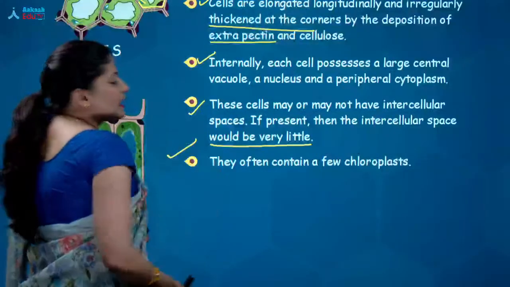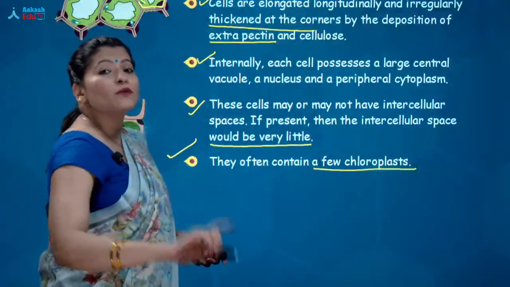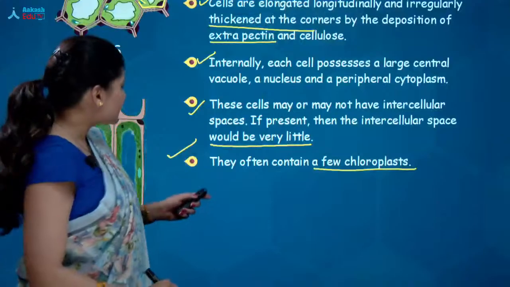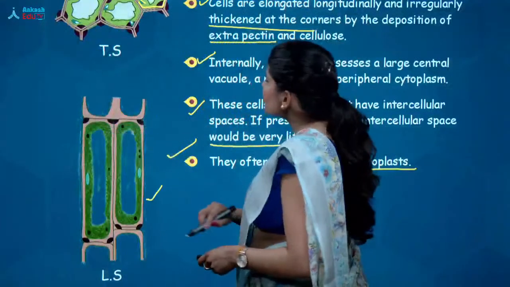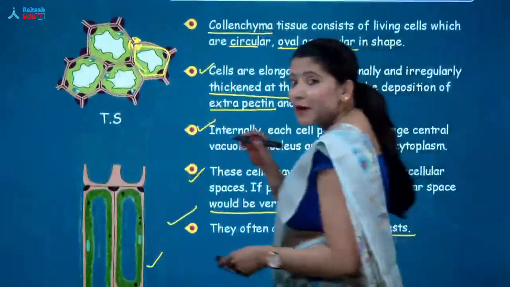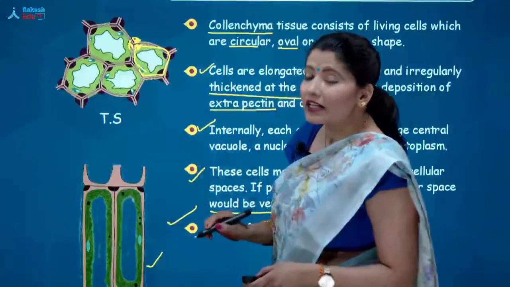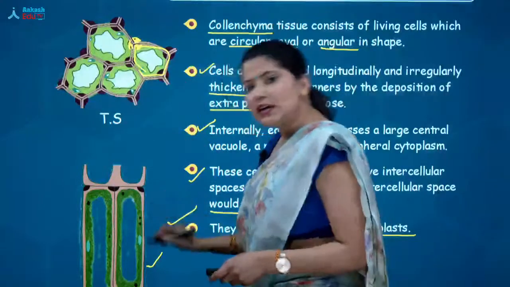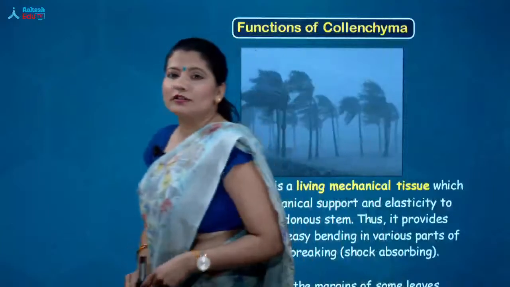They often contain a few chloroplasts. And if I am saying that they consist chloroplasts, what is the function? Function क्या हो जाएगा? Photosynthesis, right? Okay. So this is the longitudinal section of the collenchyma tissue, and the upper diagram is showing TS. And in my last class मैंने आपको TS and LS में भी difference बताया था. TS transverse section होता है and LS is the longitudinal section. All right, let's move to the function, right?